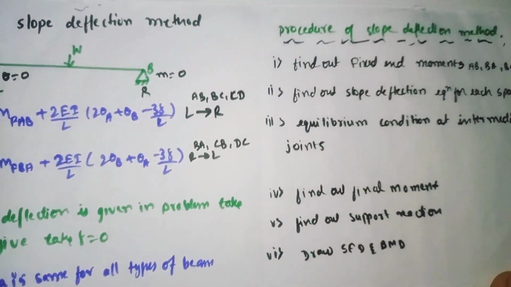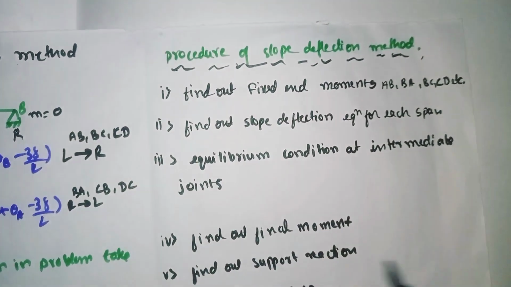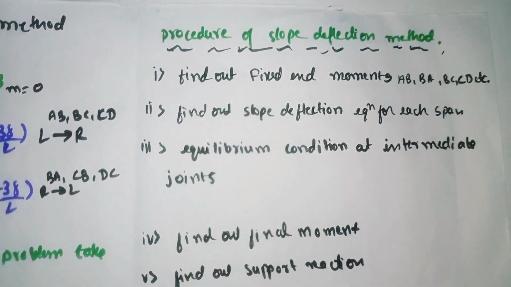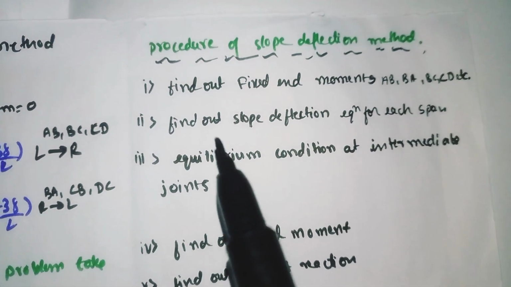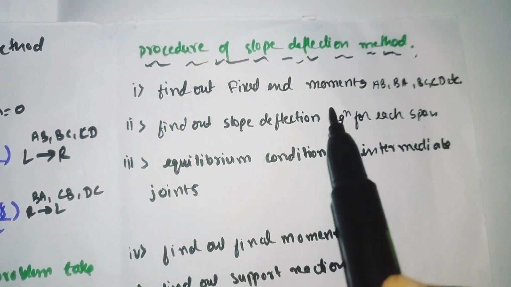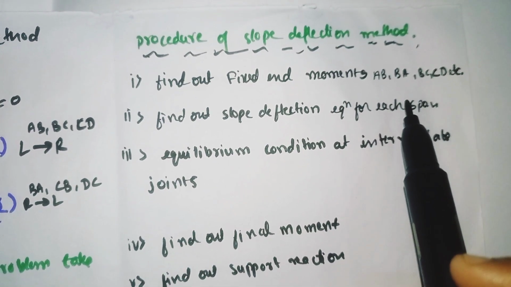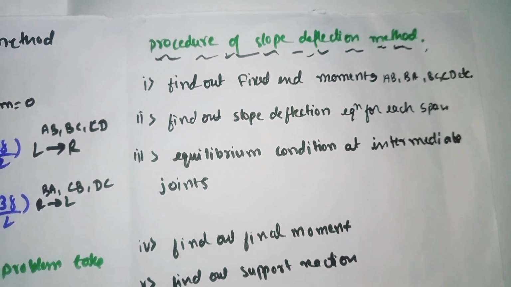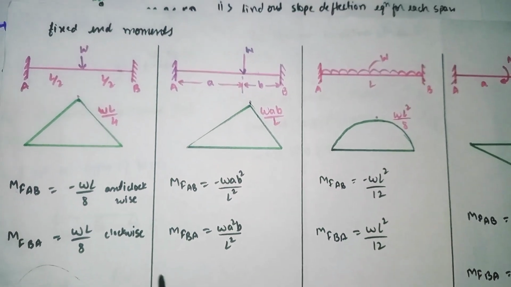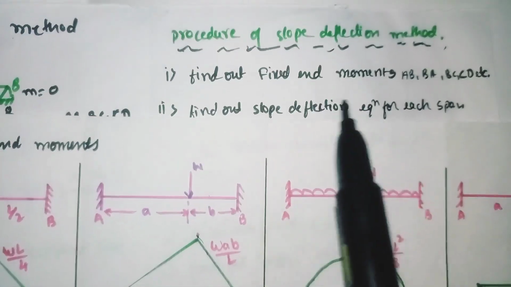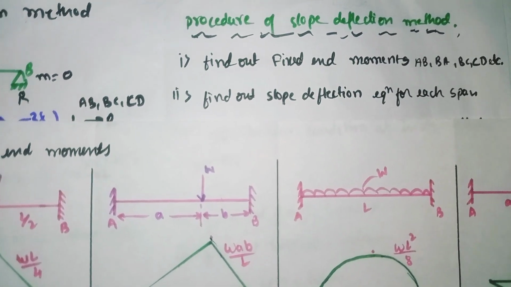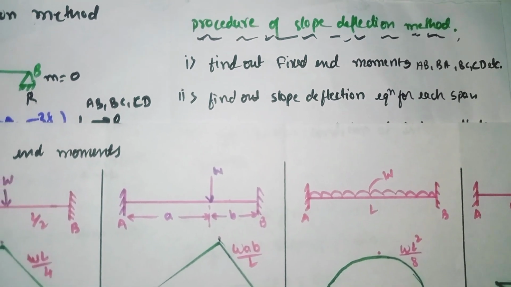Now we will see the procedure of the slope deflection method. So to understand the slope deflection method, we will see it step by step. First step is to find out the fixed end moments of AB, BA or BC, CD, etc. So by using this formula, we need to find the fixed end moments. Our second step is to find out the slope deflection equation for each span.